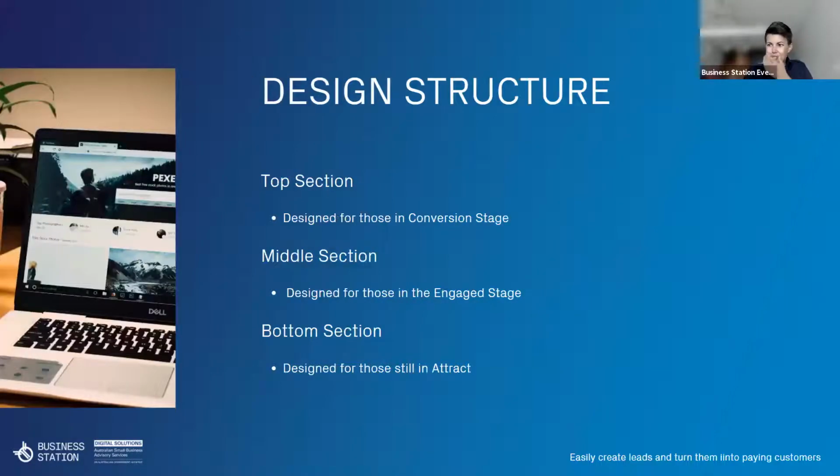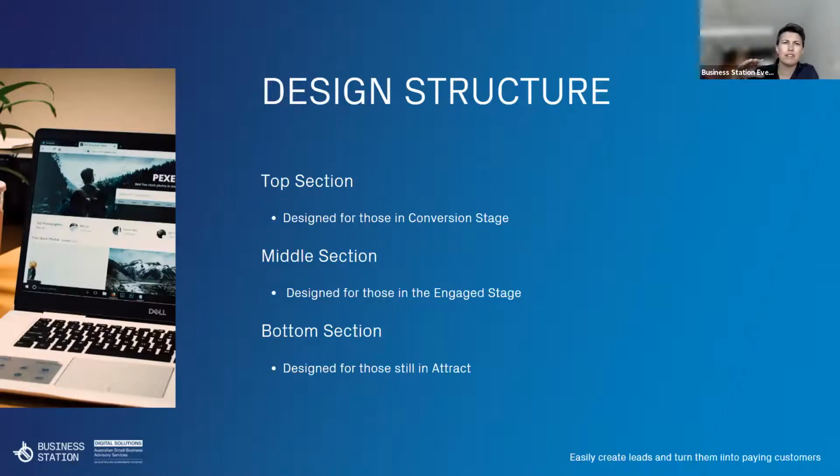All right, getting to the nitty-gritty now. Okay, so knowing all of this stuff that we've just gone through, how do you put this together on a website to actually get your leads in the first place? You know, that's what we want to know. So I'm going to show you an example of a couple of websites that do this really well in a moment. But let's just have a look at the design structure.